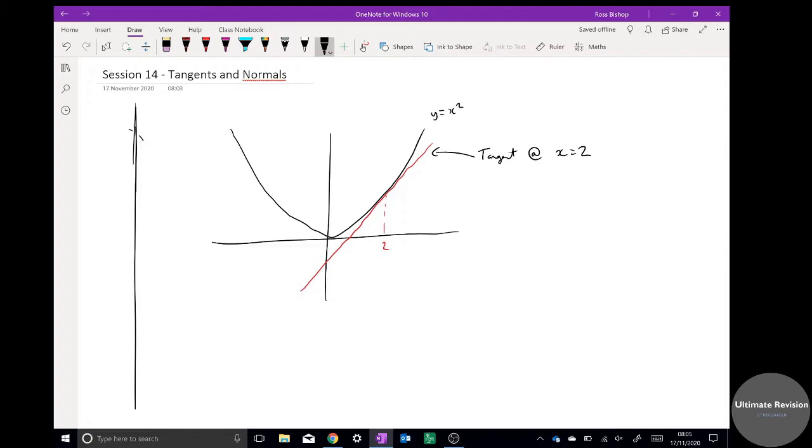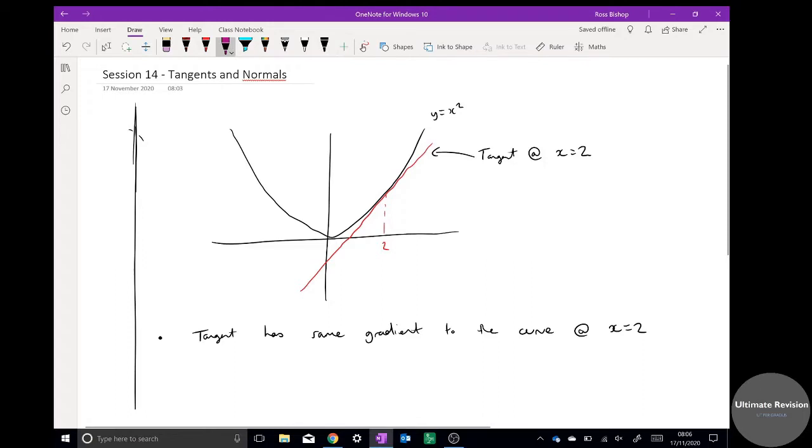Okay, it just touches the curve and it has the same gradient as the curve at that point. So the tangent has the same gradient as the curve at wherever you want, but in this case x equals 2.